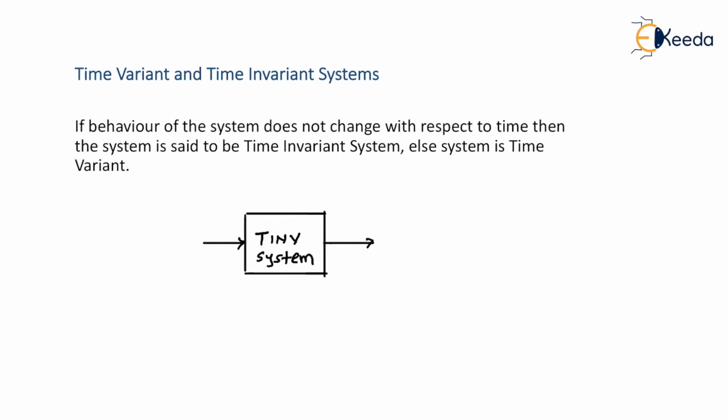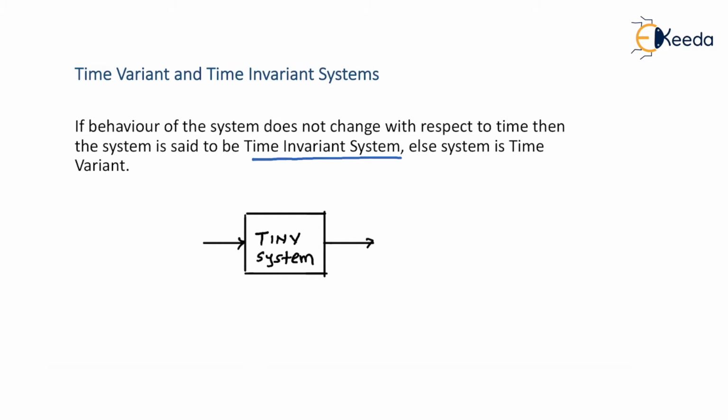Let us understand the definition first. If behavior of the system does not change with respect to time, then the system is said to be time invariant system. So as the name implies, it is something which is not varying with respect to time. That is, if properties of a given system are not changing with respect to time, the respective system is called a time invariant system. But on the opposite side, if there is a particular system whose parameters or properties are changing with respect to time, then the respective system is called a time variant system, right?